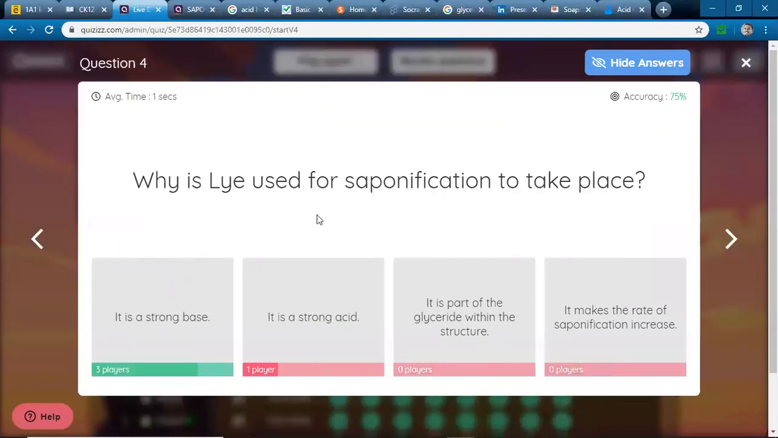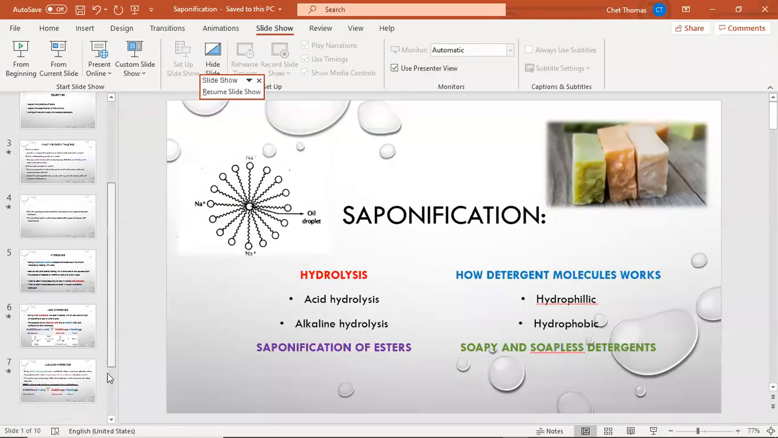Next question. Why is lye used for saponification to take place? Anybody know what lye is by any chance? Lye is not an acid. Let me see if I can share that slide back. Where is that slide? I'm going to show you.